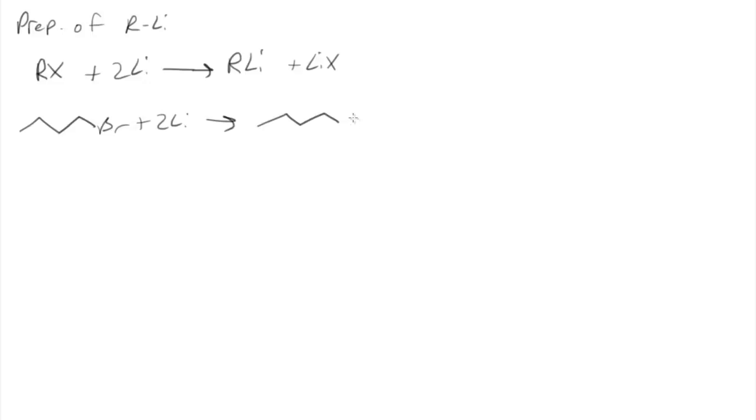So how do we make organolithium compounds? We can start with a generic alkyl halide and react that with 2 equivalents of lithium metal. What you end up getting is 1 alkyl lithium compound plus 1 lithium halide. A specific example of that is butyl bromide plus 2 lithium, which can go to butyl lithium plus lithium bromide.